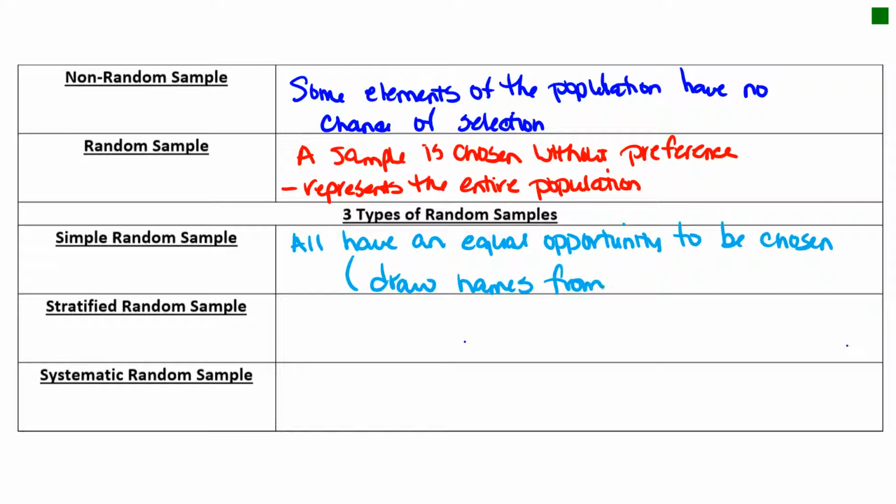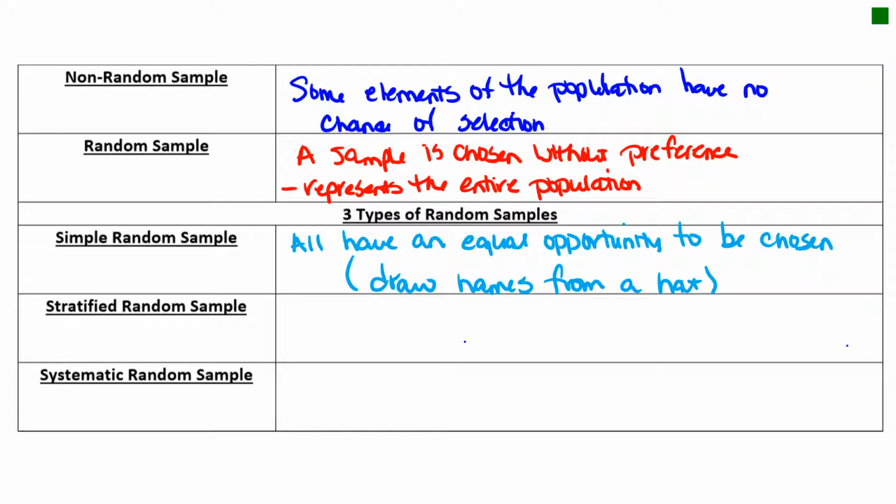Think about when your teacher calls on you in class. That's random sampling. A lot of people put names on popsicle sticks, and she just pulls a popsicle stick out of the hat. That's random. If it's non-random, she's just going to only choose from people in row 1 and 2 or something like that. Okay, a stratified random sample.